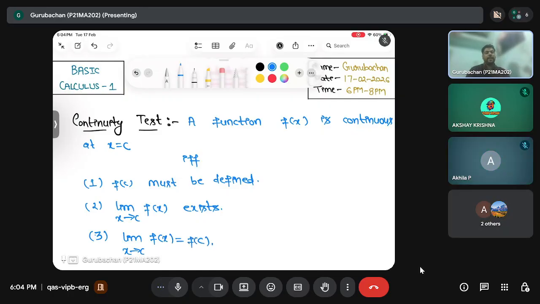So let me explain in informal language. First of all, the functional value, f of c. The function must be defined at c. Secondly, the limit of this function at x tends to c must exist. And the last one is this limiting value is nothing but equal to the functional value. Is it clear?